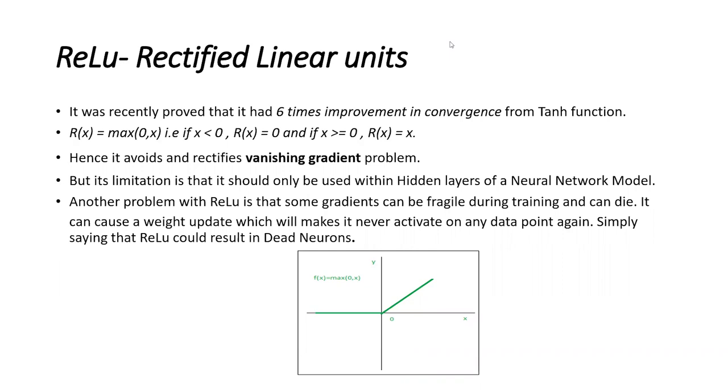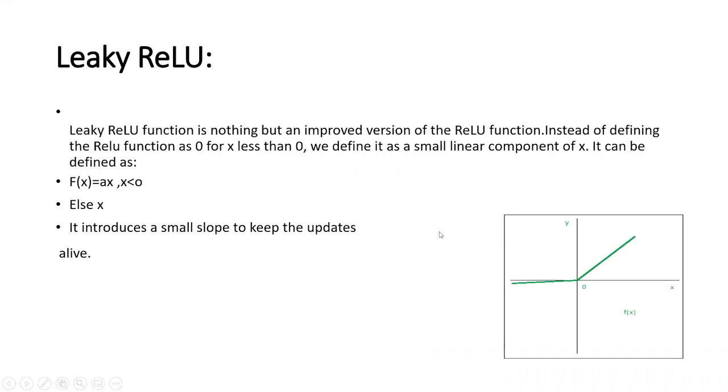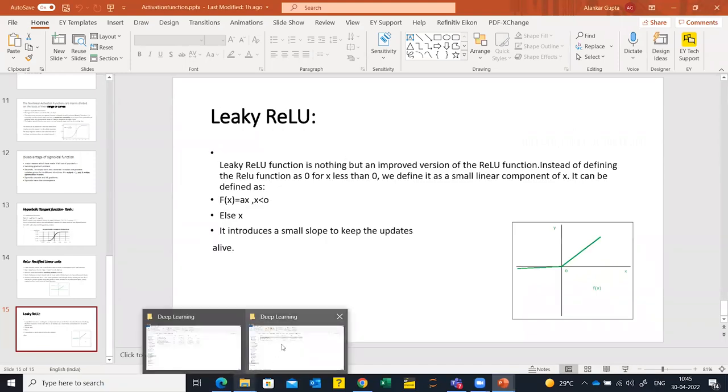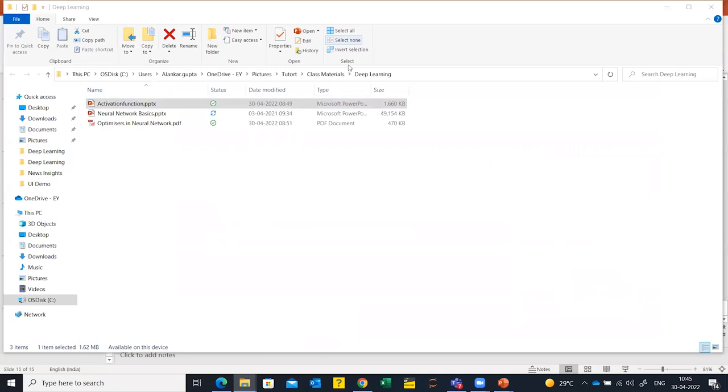All right, so we'll move on to the next part. Let me just check. Why dying neuron happens?